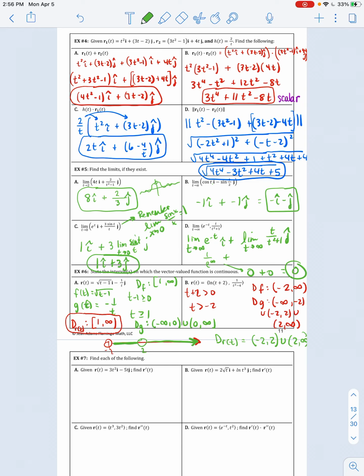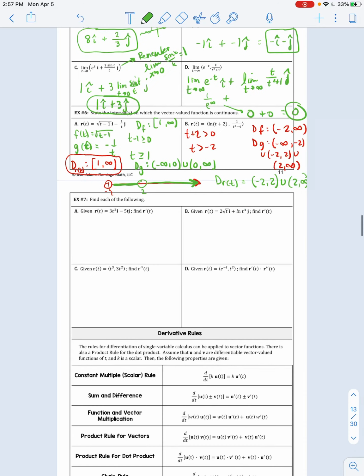Okay, that leads us to example number 7. In our example number 7, find each of the following. Given that we have this vector valued function, find the derivative of the vector valued function. So r prime of t is just going to be the derivative of my x of t times i, plus the derivative of my y of t times j. So 6t times i minus 5 times j.